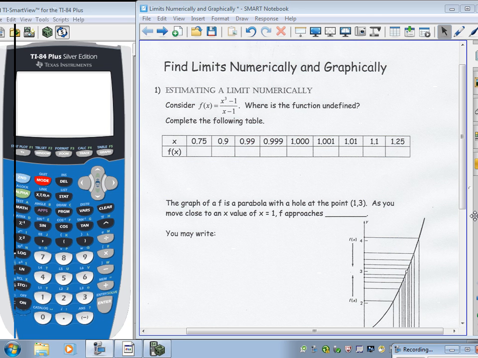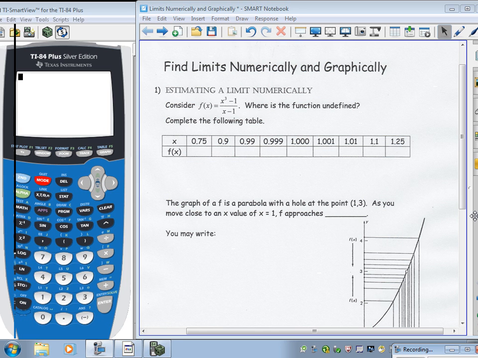Finding limits numerically and graphically. I mentioned before, but you may not remember, that for the AP exam, you look at things, you do a table, that's the numerical part, graphically, algebraically, and then you may have to write a sentence or so every so often. So today we're going to look at tables and graphs. Tomorrow we'll look at the algebra side of limits.